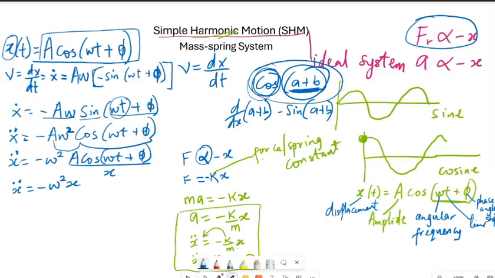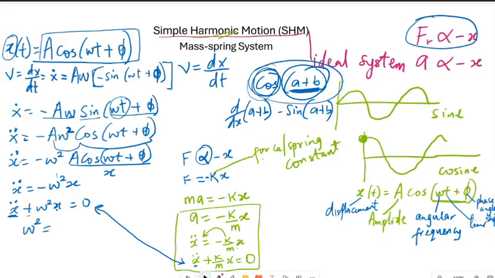Now if I transport this to the other side, we have a plus omega squared x equals 0. Then we have the same thing as this equation. We can now compare. This is this, plus x, which means our omega squared is literally k over m. And since our omega squared is k over m, we should take note of that also. That is one of the formulas we are going to consider.